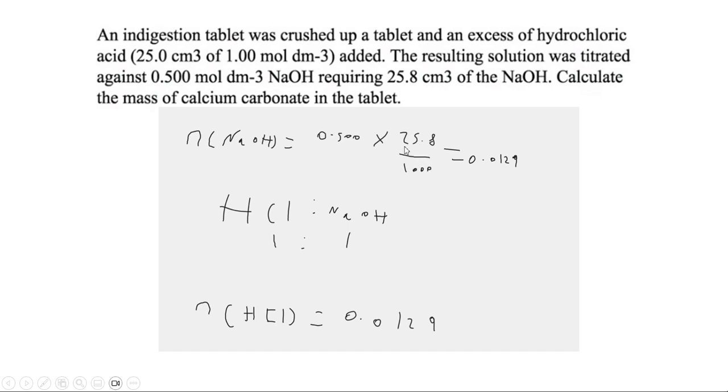Easy. And then moles is equal to concentration times the volume. So I've got the volume in dm cubed and I just times it by the concentration, 0.500, and now I've got the moles. Easy. Now, that's the moles of NaOH.